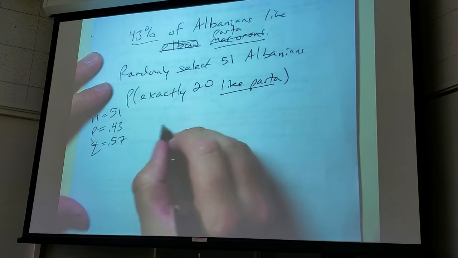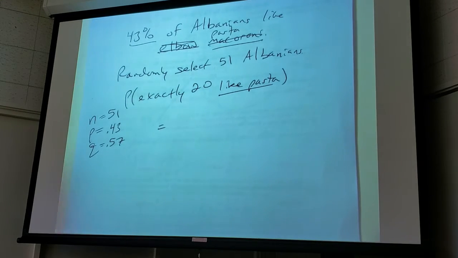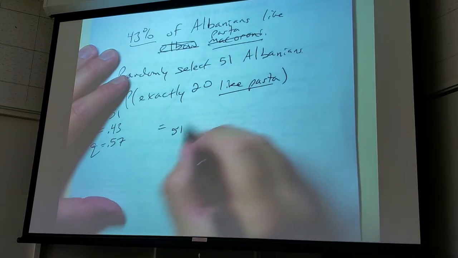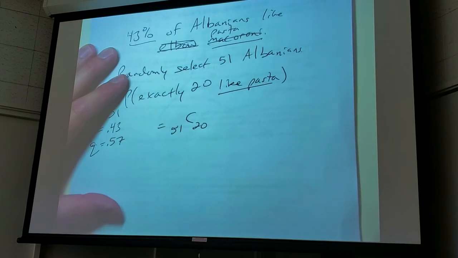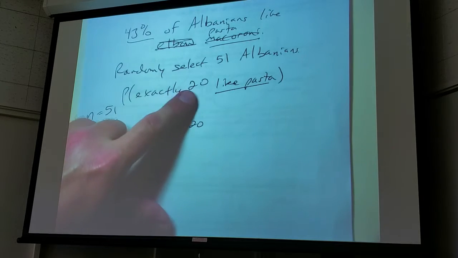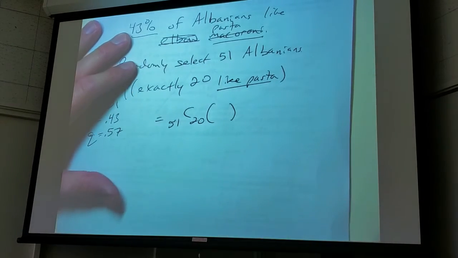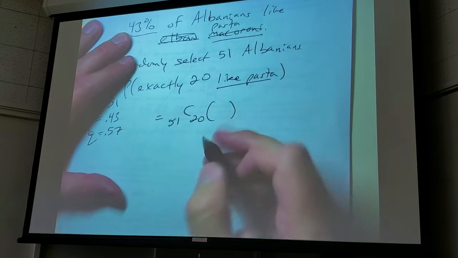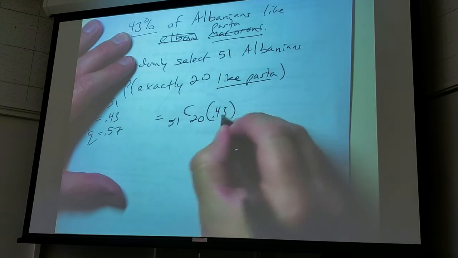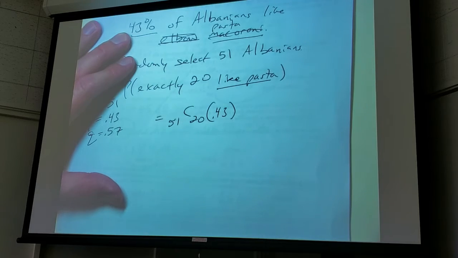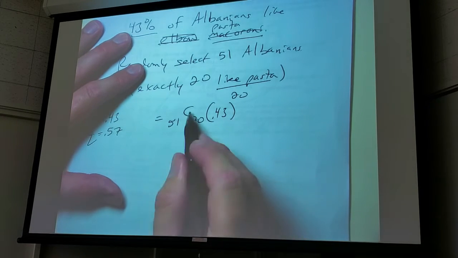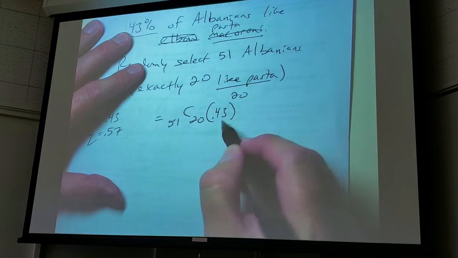So how do I set up this equation? Well, how many total people do I have? 51. And how many from there do I want to choose to do something? 20. 51 people, choose 20 to do something specific. So this seems a little repetitive, but that's kind of nice. How many successes do I have then? 20. You choose 20 to be successes, so of course you got 20 successes.